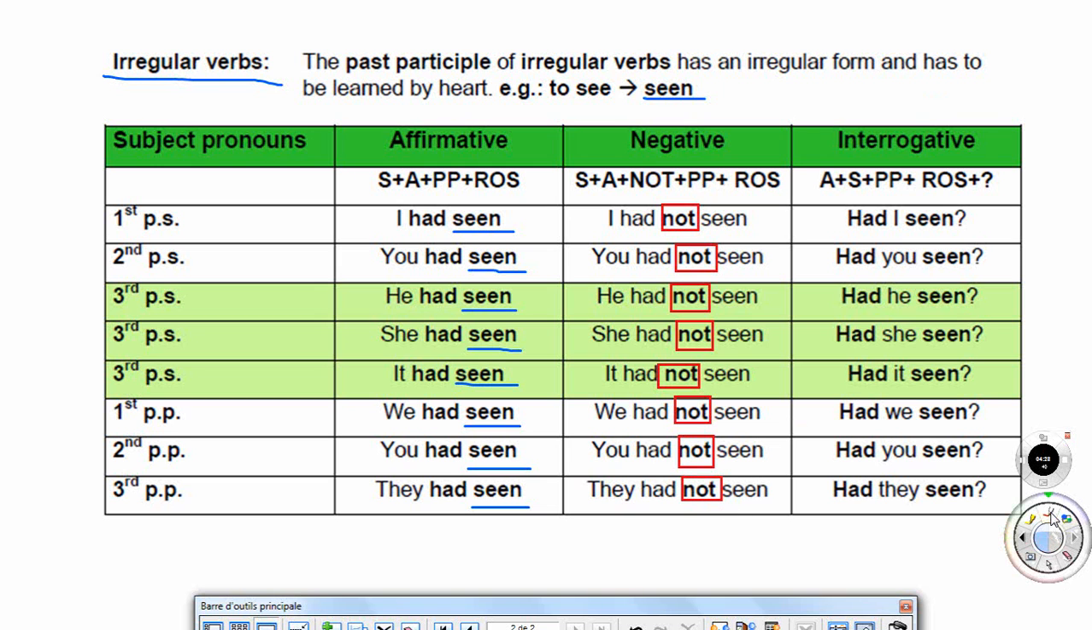For the interrogative form, we're going to put the auxiliary in front of the subject, past participle, rest of the sentence, and question mark. Had I seen? Had you seen? Had he seen? Had she seen? Had it seen? Had we seen? Had you seen? And had they seen?